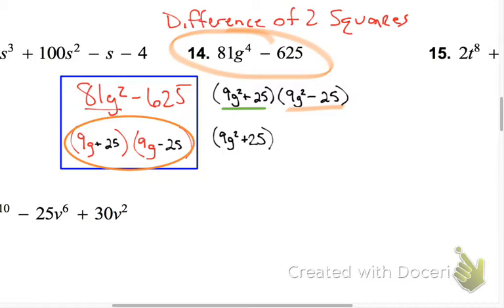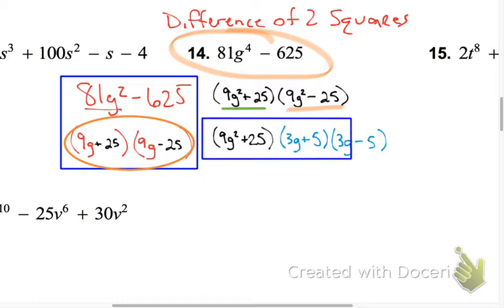How can I factor the one that's on the back end? What are two numbers that multiply together to give me 9g squared? 3g and 3g. It's a difference, so one's positive, one's negative. What are two numbers that multiply together to give me 25? 5 and 5. I'm done factoring. Okay, there's nothing else I can do. Since I can't do anything else with what's in front, if I can't factor it, don't factor it.